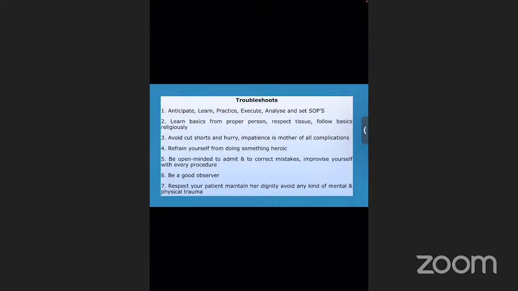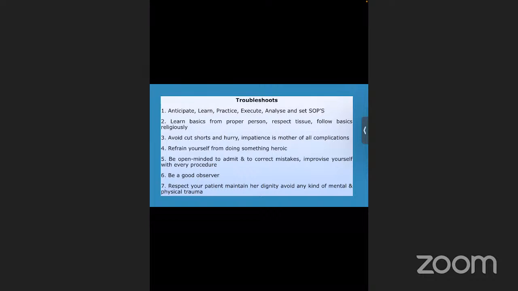It is very important. Learn basics from a proper person. This is very important. Suppose I have learned C-section from a person who does a cesarean section in a very rough manner, very hastily, and doesn't respect the tissue. If I have learned all these things from that person, I will reciprocate the same things and I may commit some complications. So learning basics from a proper person, again, is very important.